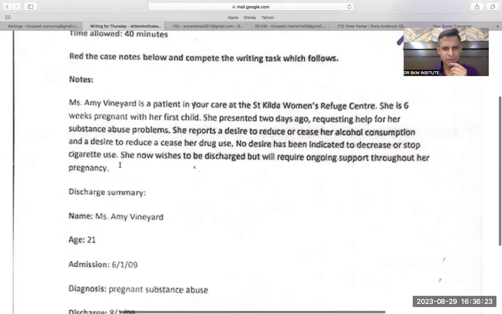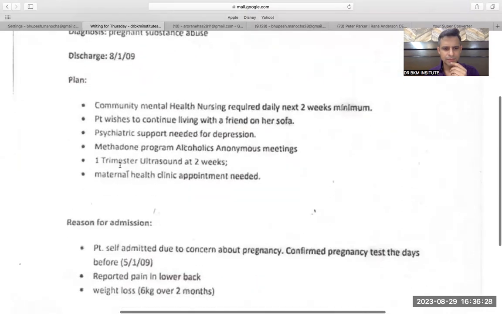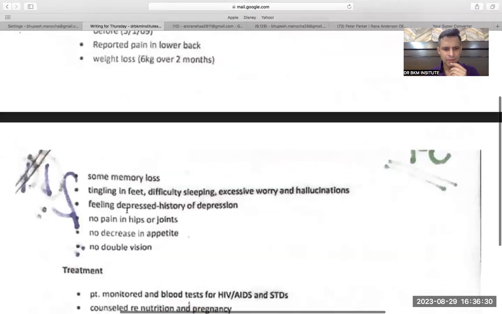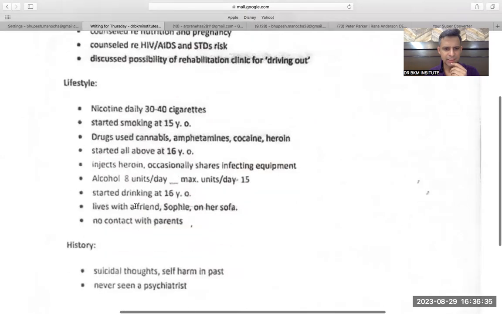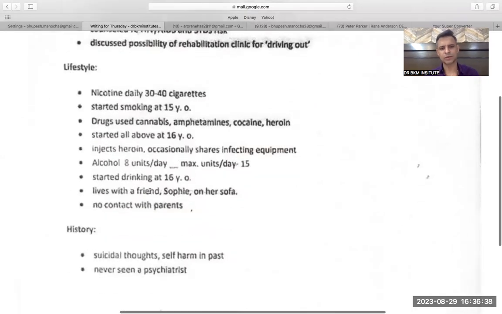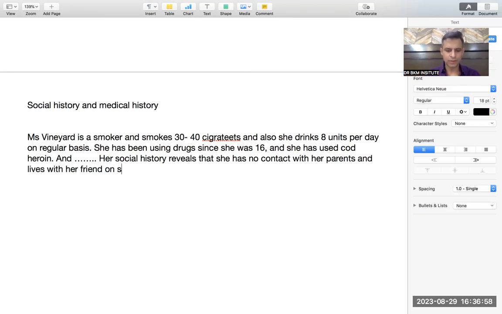She's a single mother, was that given? No, no. Over here, nothing. Drug abuse, started alcohol, started drinking, lives with a friend, no contact with the family. So this is the only thing. So her social history reveals that she has no contact with her parents and lives with her friend on the sofa.